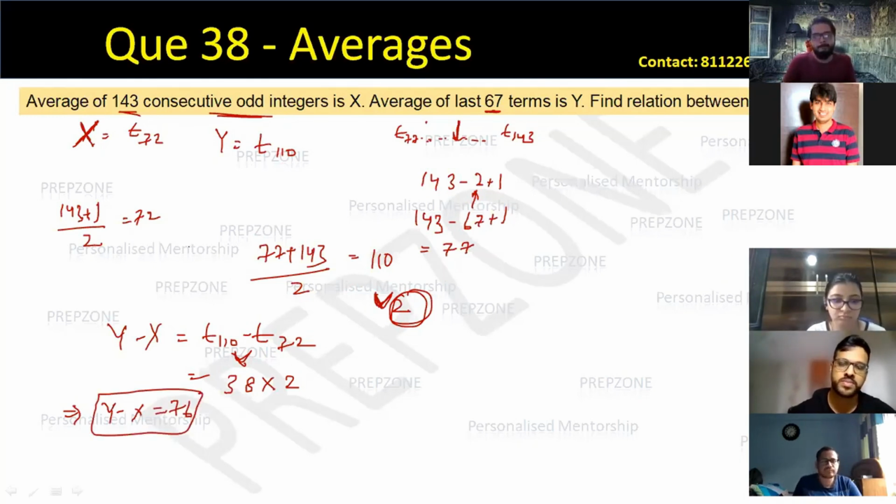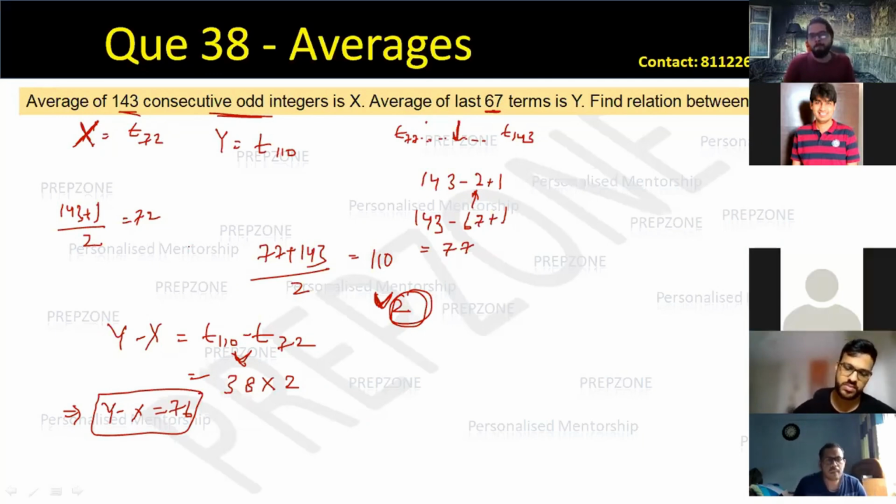Of course, the average of the last 67 terms has to be higher, right? But probably a doable question. I would mark it as around 1 question. Next.